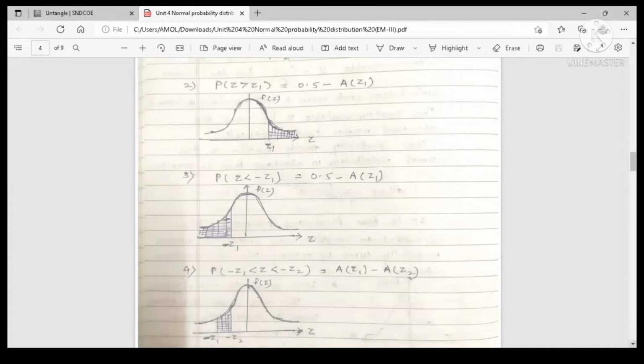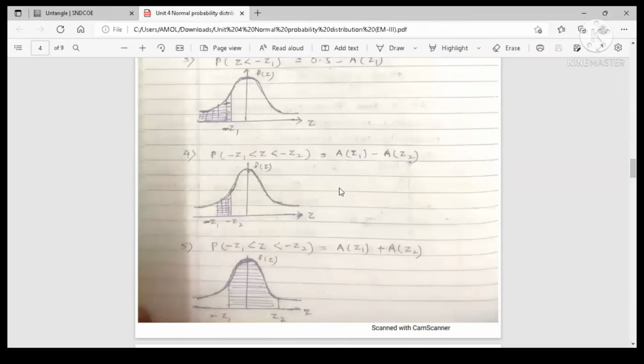Okay. Now the next is find the probability between minus Z1 and minus Z2. Means both Z1 and Z2 are negative, then they both will be on the LHS side of the curve, minus Z1 and minus Z2. Now find the probability between these two. Means both are negative, so the probability between these two is this shaded portion. So you calculate the area of this shaded portion, that will be the probability between minus Z1 and minus Z2.